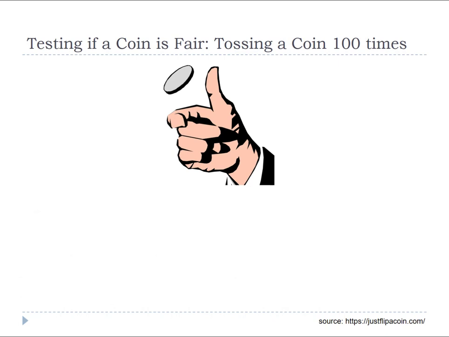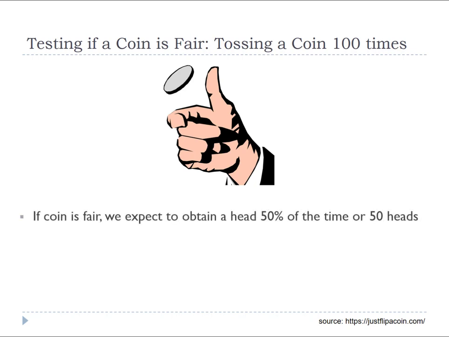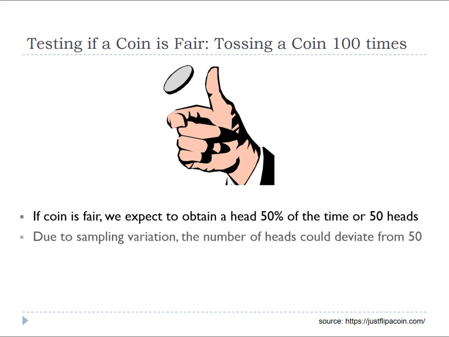We will begin to understand the reasoning of hypothesis testing through the example of the coin toss experiment. If a coin is fair, we'd expect to obtain a head 50% of the time we toss the coin, or 0.5 as a proportion. For example, if a coin is fair and we toss it 100 times, we'd expect 50 heads. However, we know that due to sampling variation, the number of heads we obtain could deviate somewhat from 50, and a coin could still be fair.